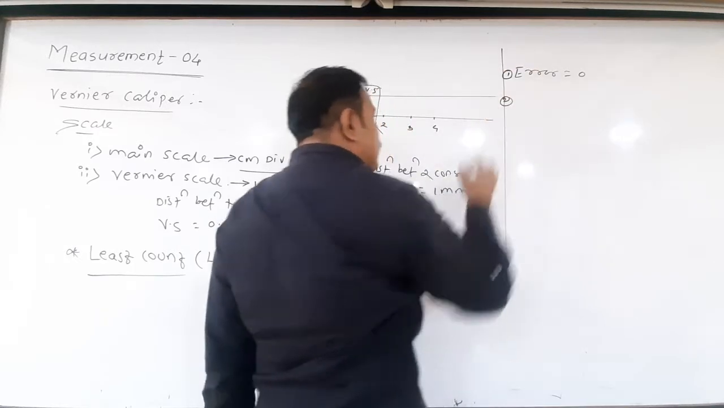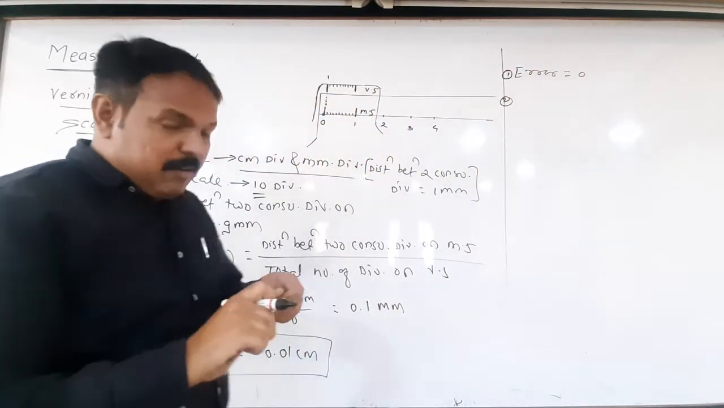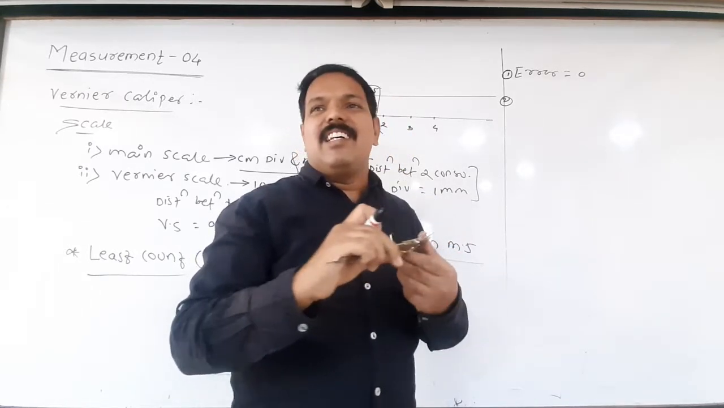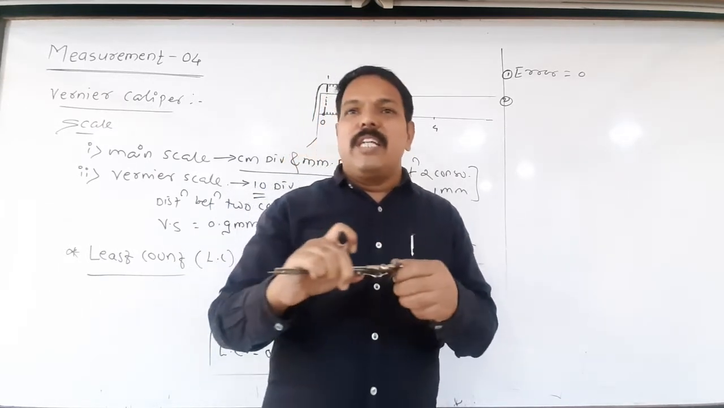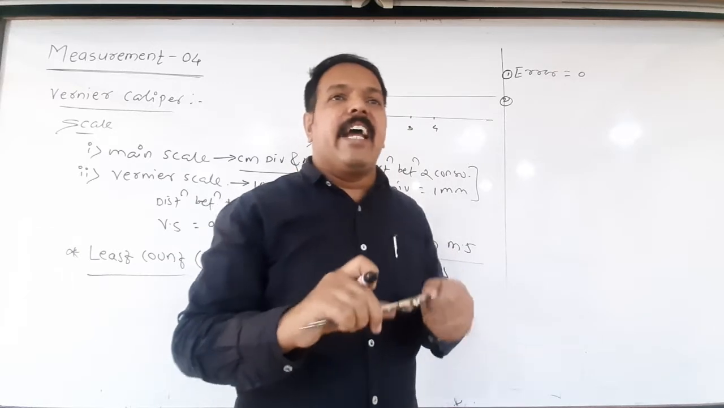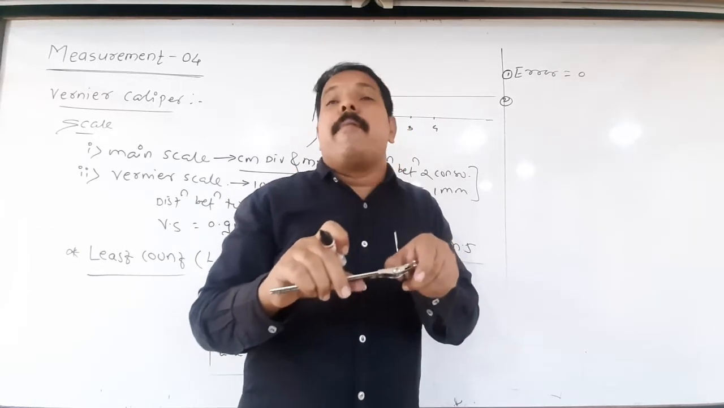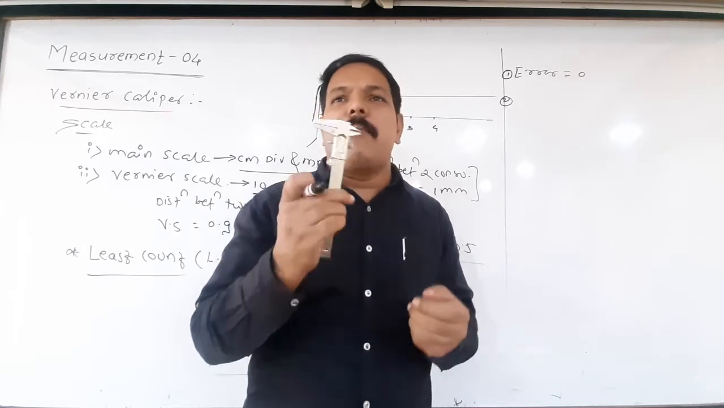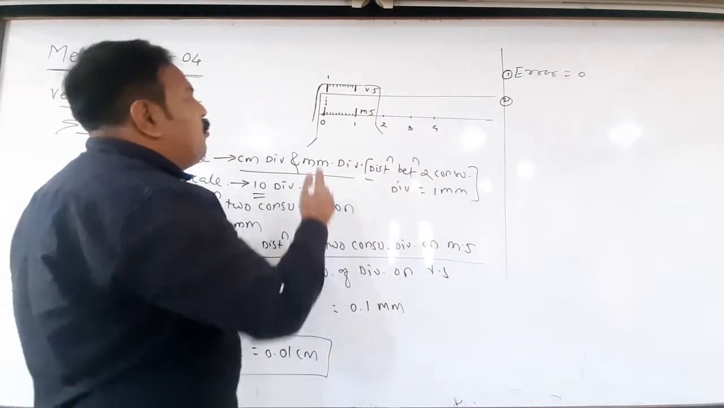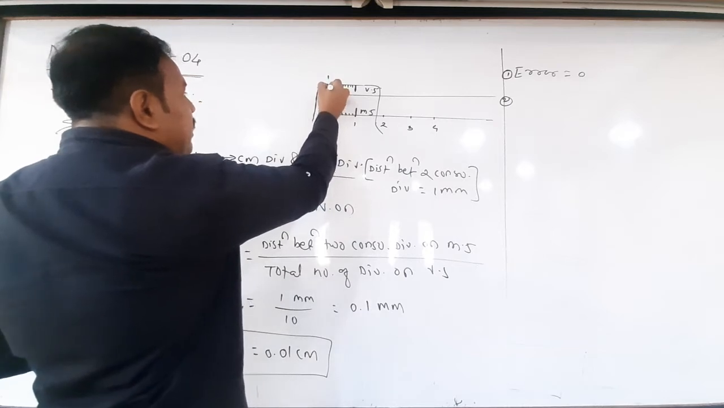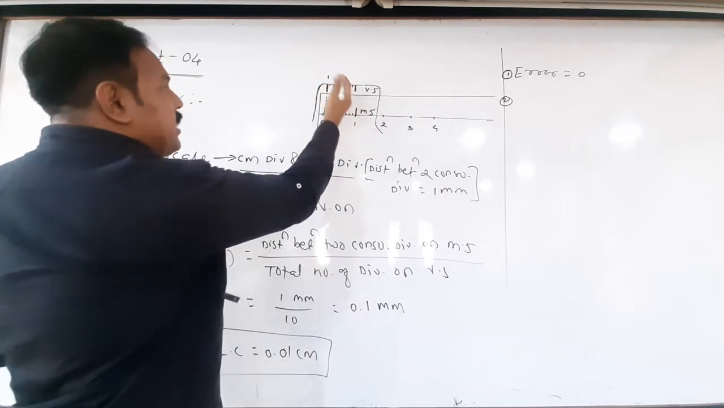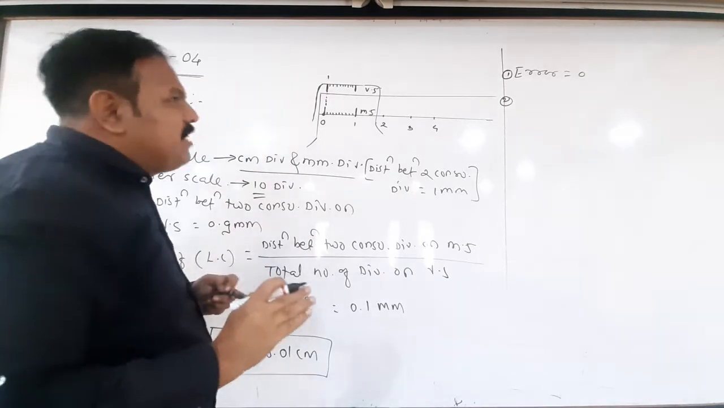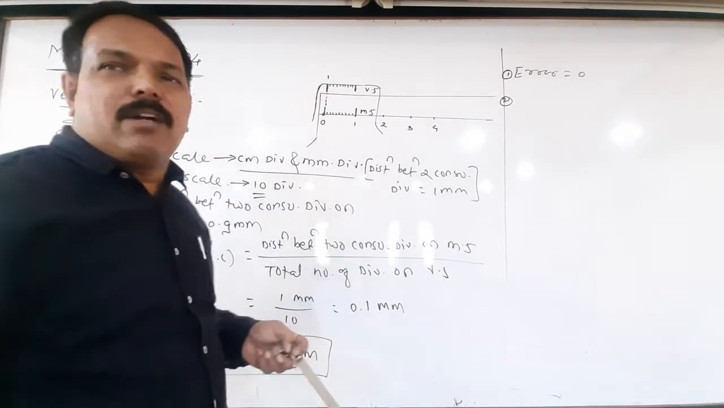What is the second condition? Suppose we use that vernier caliper again and again. What happens? Some error may be introduced in this device because there may be wear and tear. It is a metal part. So sometimes the first line of the vernier scale appears on the left hand side of the main scale. How many divisions on the left hand side, that we have to see later.